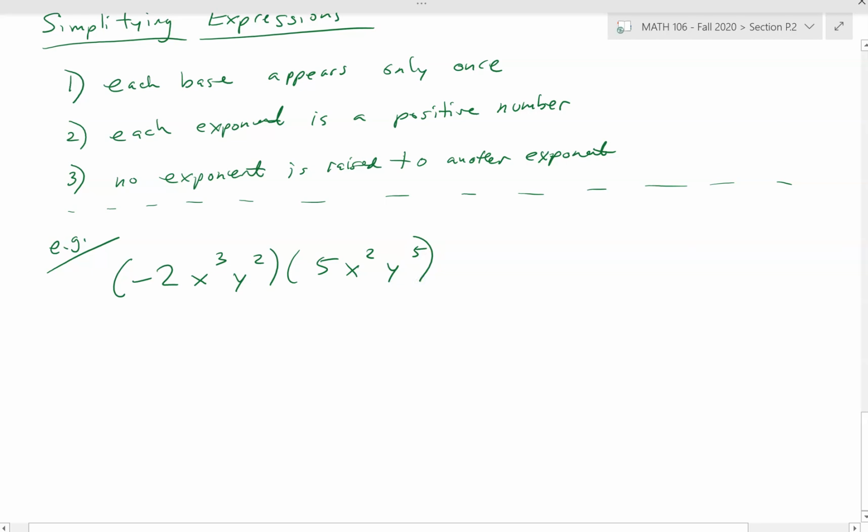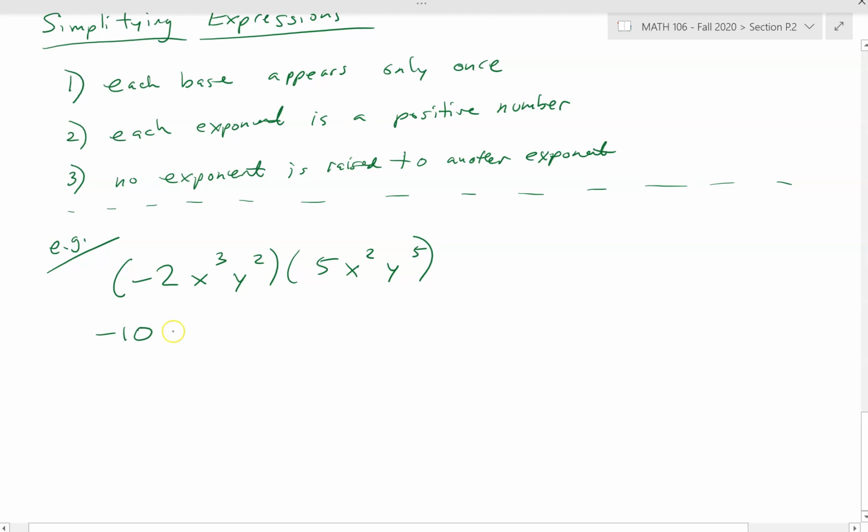All right, so we have two variable bases, x and y. And then we have some coefficients out in the front. So I always like to deal with the coefficients first. So we have negative 2 times 5, that's negative 10.